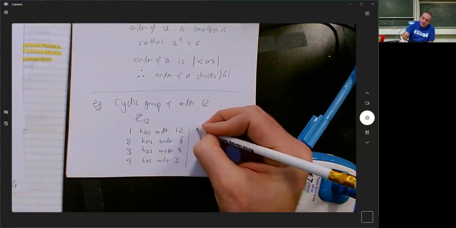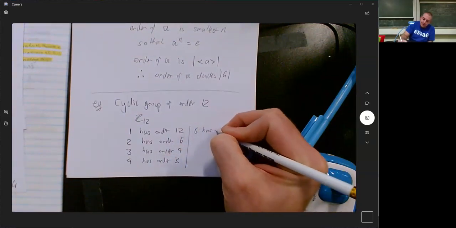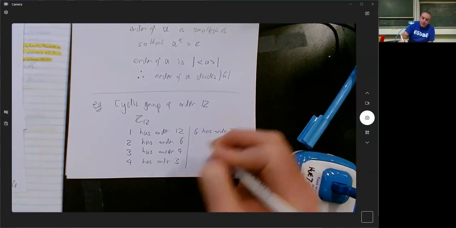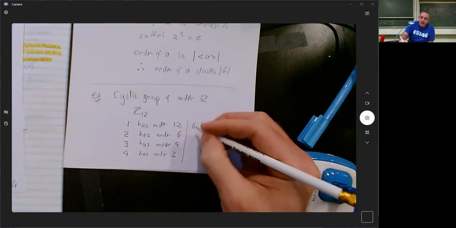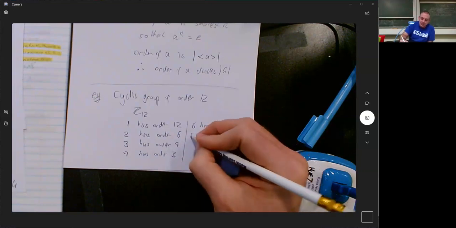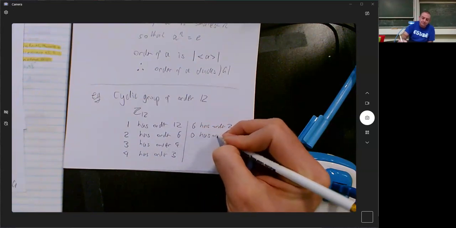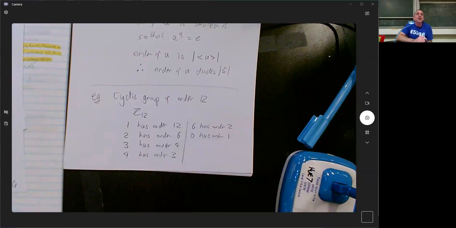And 6 has order 2, and 0 has order 1. Because you don't have to add it to itself any times to get back to the identity. It's already the identity. So, yeah. And so these are all the divisors of 12. And so every number has an element that does it.